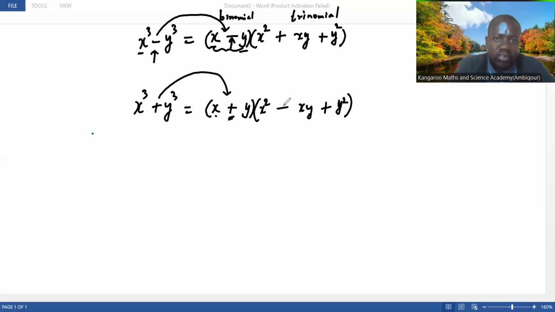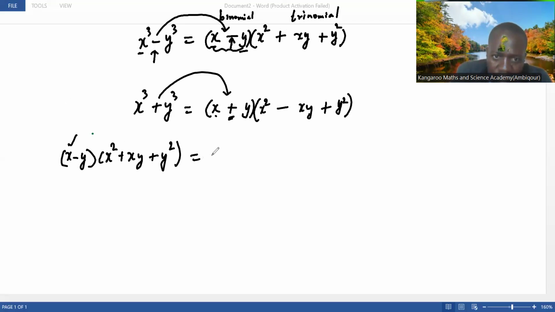That's why, if we take x minus y together with x squared plus xy plus y squared, we use the long method. The long method means we now take x, we open, we close. We now take negative y, open, we close. Also, sorry, I apologize.